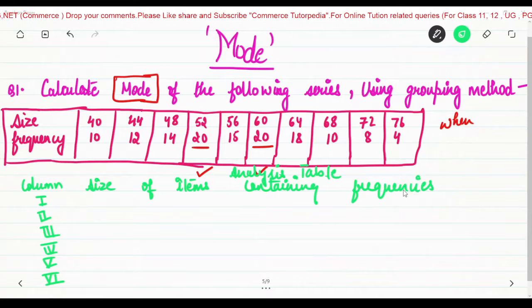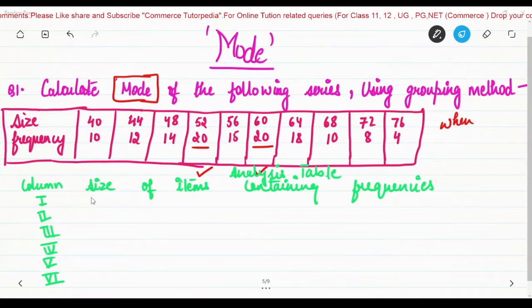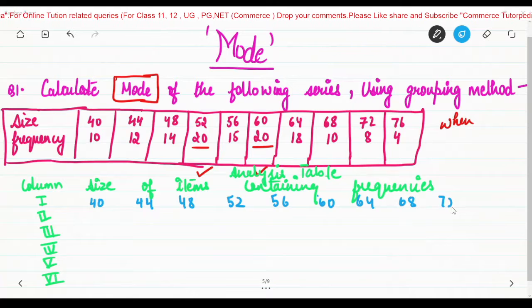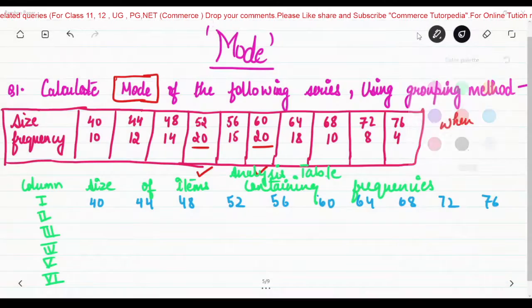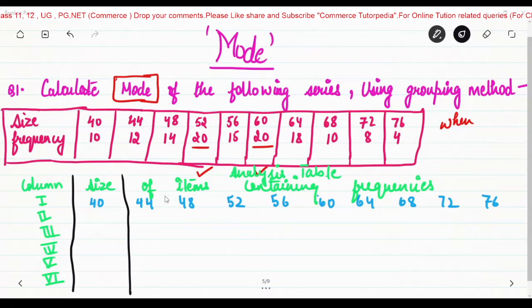Okay, now let us write all the sizes over here. I will change the color in order to make you understand much better. So we were having 40, 44, 48, 52, 56, 60, 64, 68, 72 and 76. Okay, now let us make lines in order to make them separate so that you guys will understand it much better.